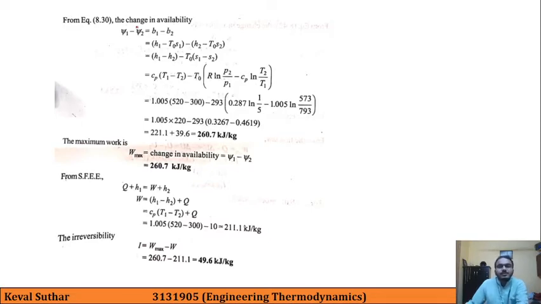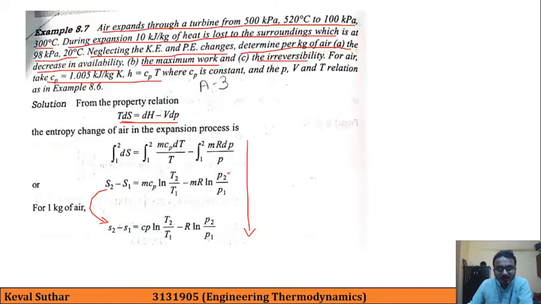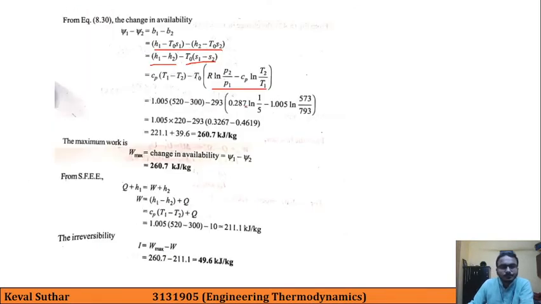Now the change in availability. So psi1 minus psi2 will be equal to the Keenan function difference, that is (H1 minus T0S1) minus (H2 minus T0S2). So rearranging the terms, H1 minus H2 minus T0 times (S1 minus S2), and instead of S1 minus S2 we can utilize this formula which was written over here. So we have utilized this formula, and finally we are getting this value.